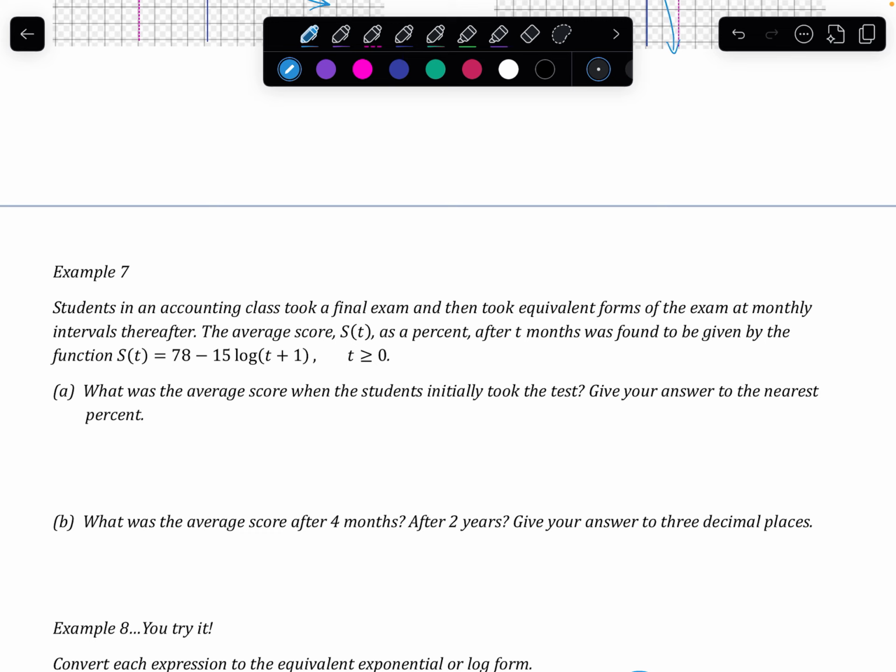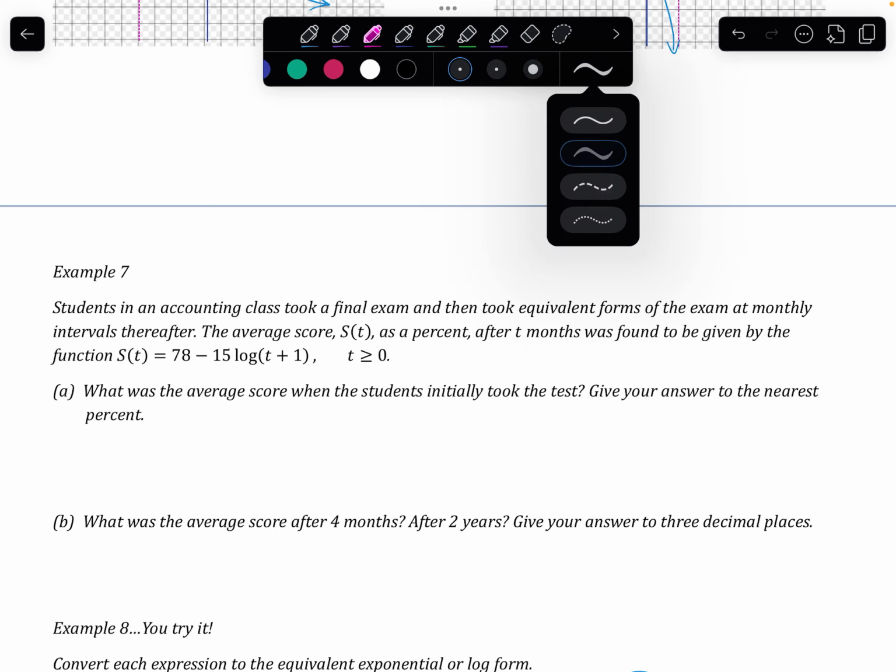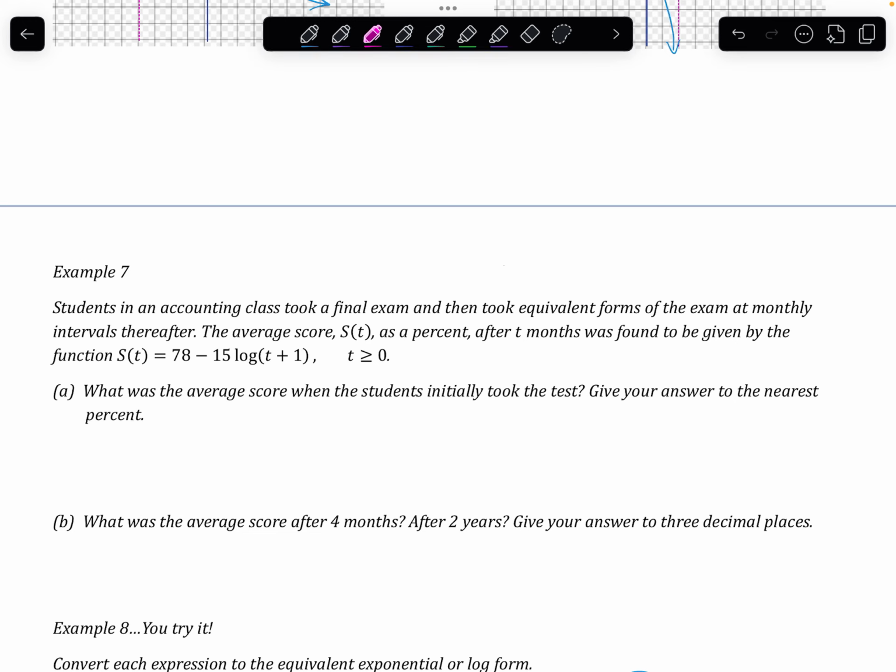That sounds terrible. The average score, S of t, as a percent after t months was found to be given by the function S of t equals 78 minus 15 times the log base 10, see that no base there, of t plus 1, where t is greater than or equal to 0. And then we're asked some questions. So let's see. What was the average score when the students initially took a test?